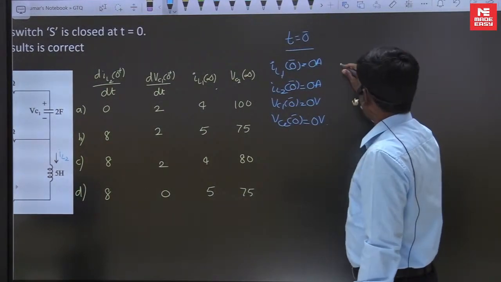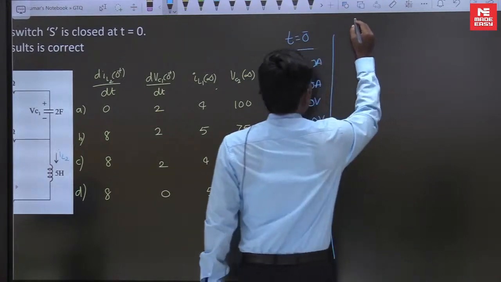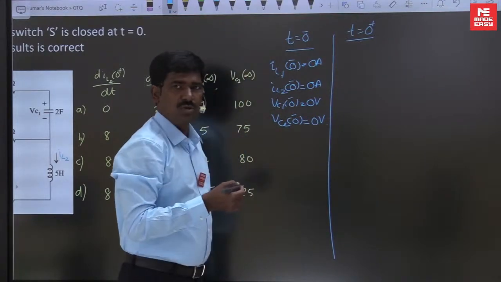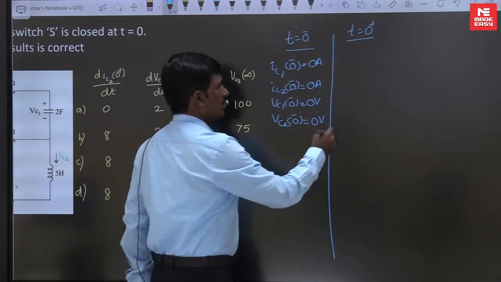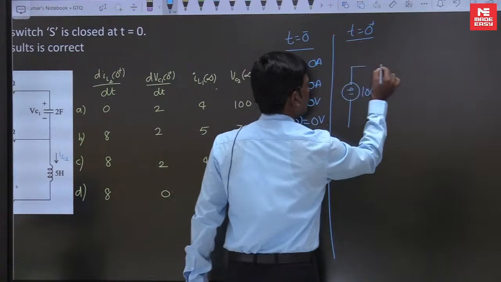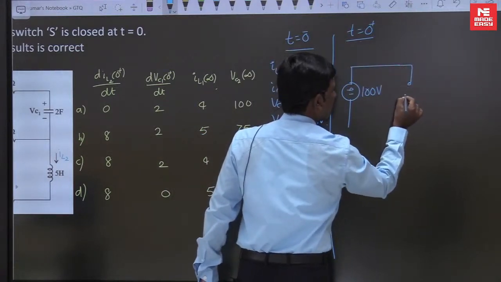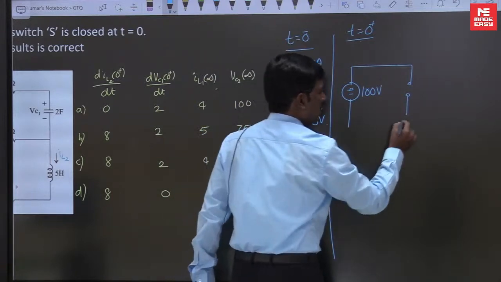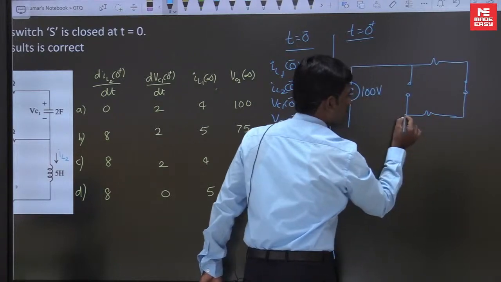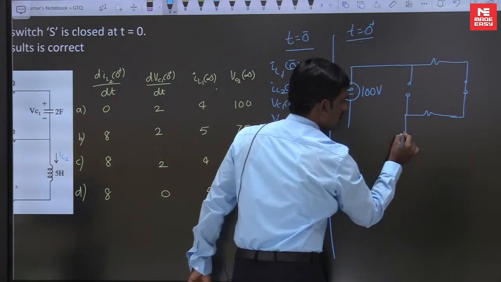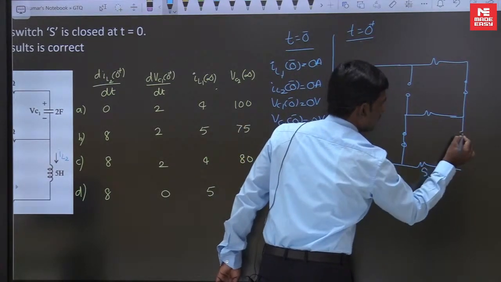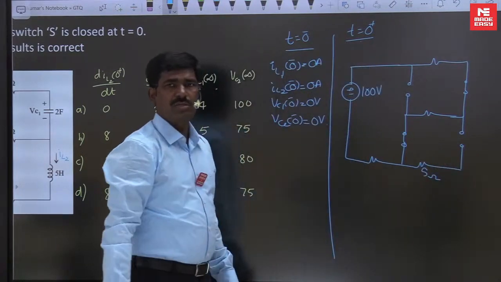Now the t is equal to 0 plus diagram is: IL of 0 plus value is 0, that is, the inductor at t is equal to 0 plus acts as an open circuit. So 100 volts. Here the switch is closed. Inductor is replaced by open circuit, because IL1 of 0 plus is also 0. So 10 ohms here, 10 ohms. Capacitor is replaced by short circuit. Here 5 ohms, and the inductor is replaced by open circuit.